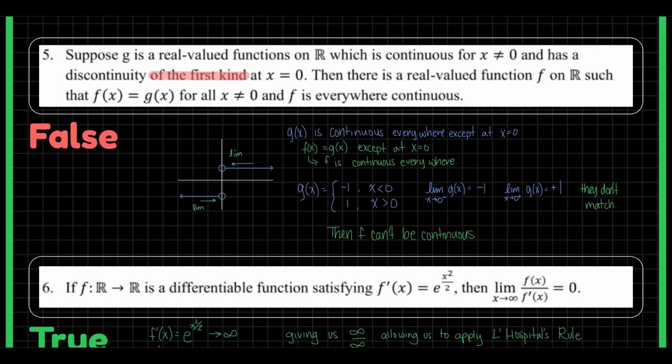All right, here is number five. I chose false because there's no way f can be continuous at 0. It's saying that f of x and g of x are the same. They are equal everywhere except at 0. But when you take the limits approaching 0 from either side, the limits don't match up. So f can't be continuous at 0.